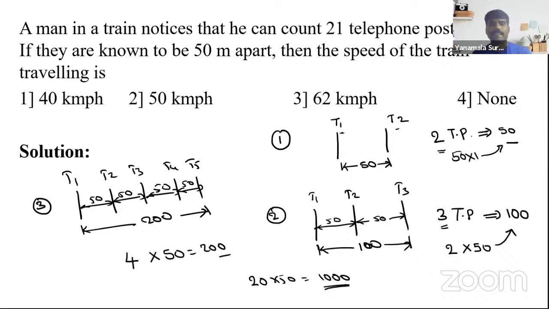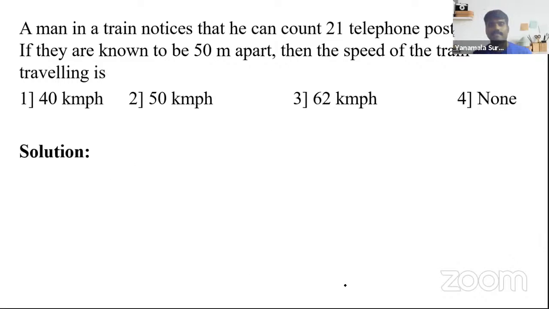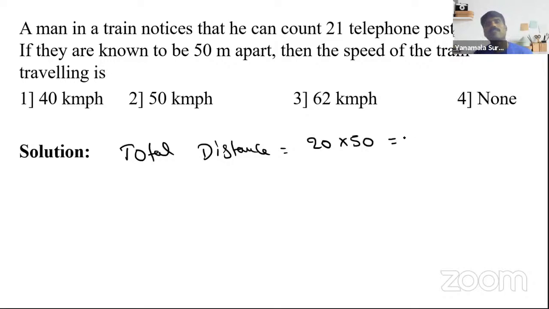Clear. So total distance equals 20 into 50. To explain why we are writing 20, I have to explain these things. 1000 meters. So this 1000 meters can be written as 1 kilometer.